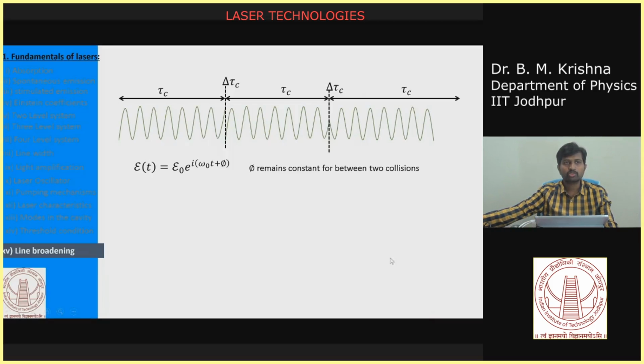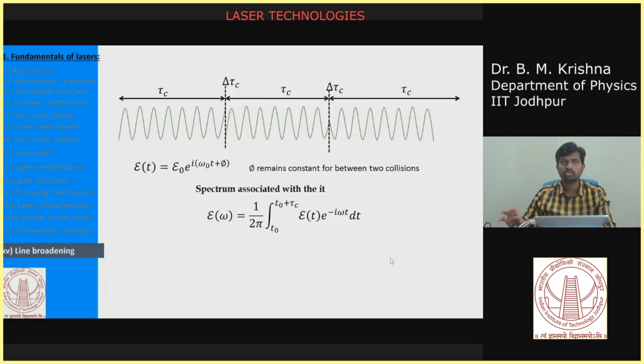Okay, now the spectrum associated with it is epsilon of omega equals 1 by 2 pi integrated from your starting time to your collision time. So for example, assume this is your starting time t naught, then this becomes t naught plus tc. So now I am going to get the spectrum from this interval, because that is the only period in which the phase is constant during the process.